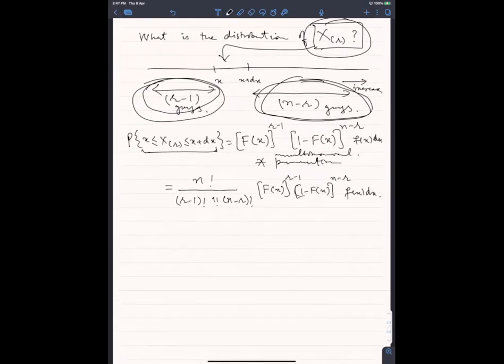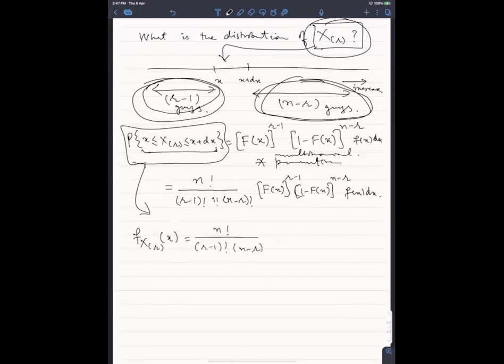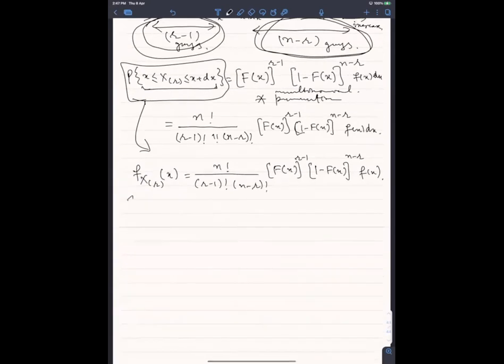Special case. This probability, if you want to get the distribution from the probability, so f x r of x would be equal to this guy: n factorial over r minus 1 factorial, n minus r factorial, into fx power r minus 1, and 1 minus fx power n minus r, into fx. This gives you its distribution. Special case.